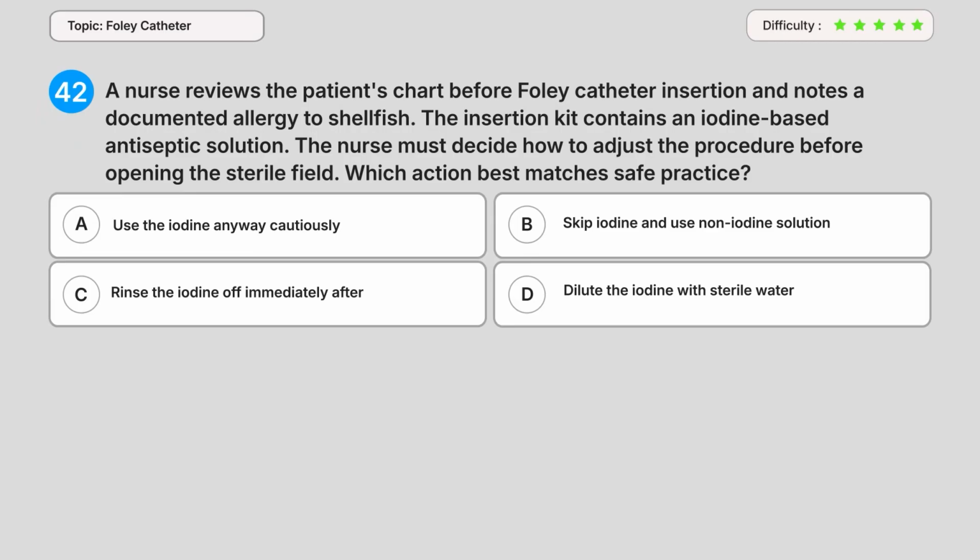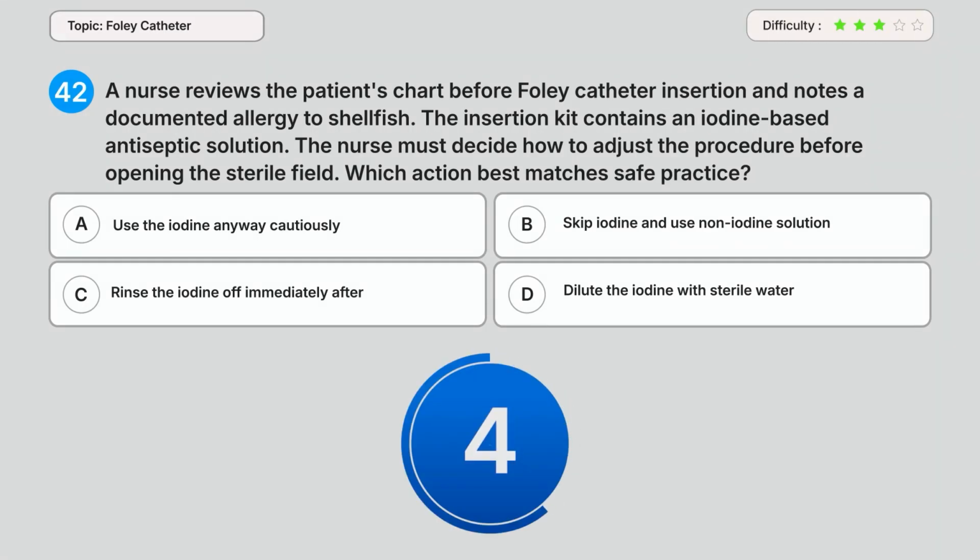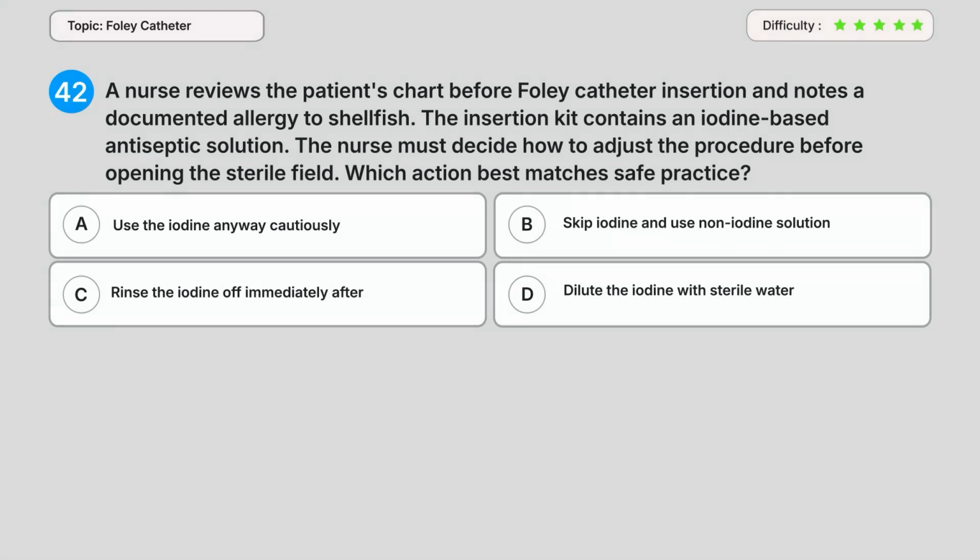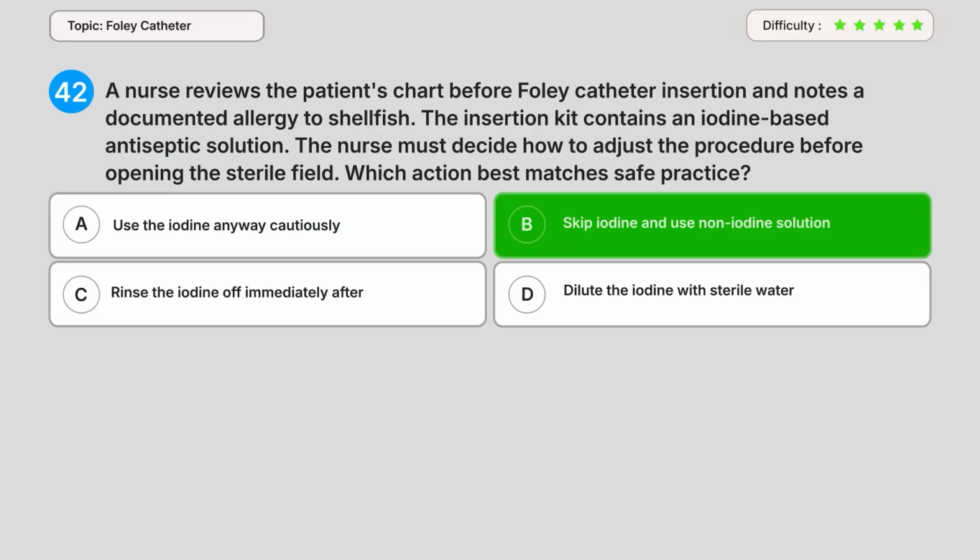A. Use the iodine anyway cautiously. B. Skip iodine and use non-iodine solution. C. Rinse the iodine off immediately after. D. Dilute the iodine with sterile water. What do you think is the answer? Correct answer. B. Skip iodine and use non-iodine solution.